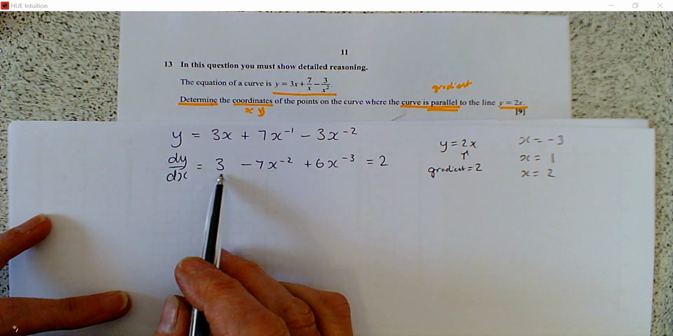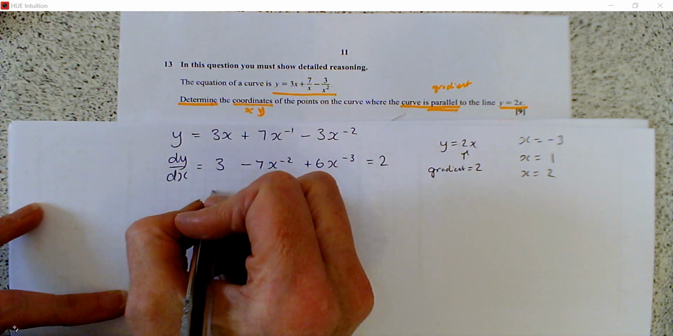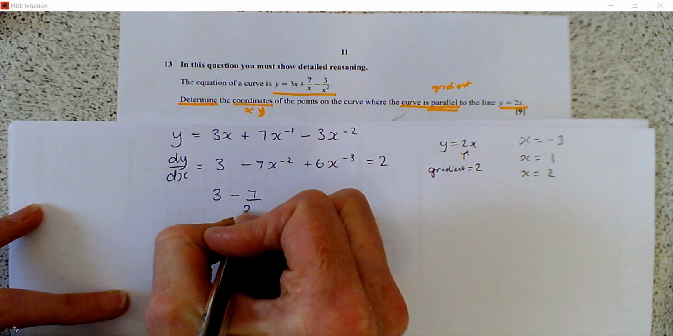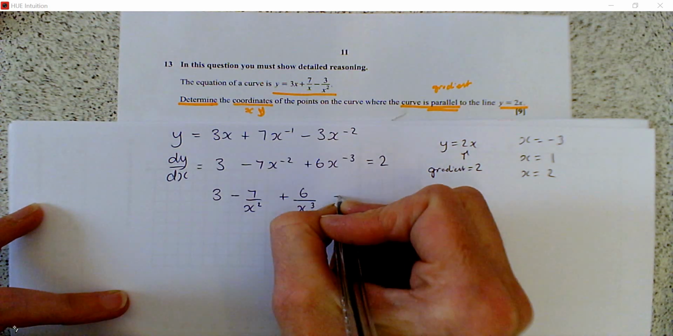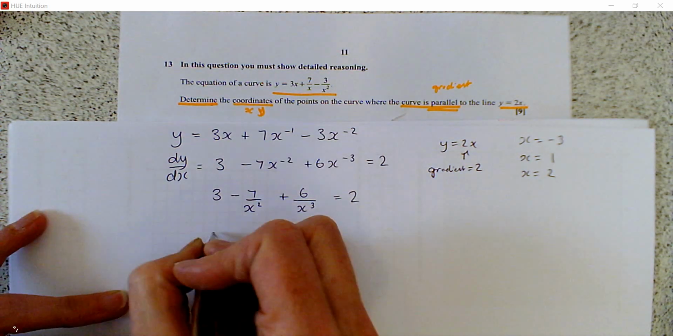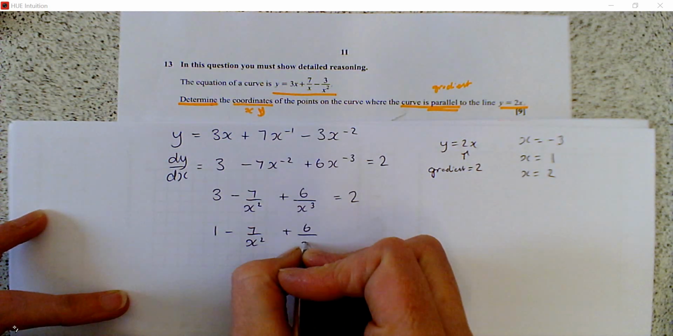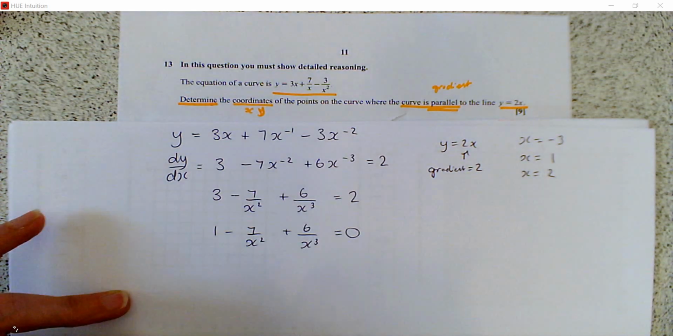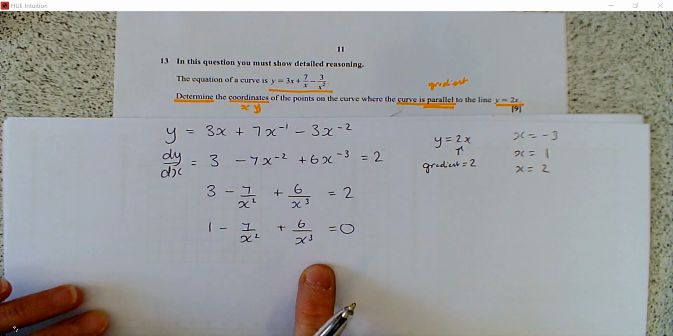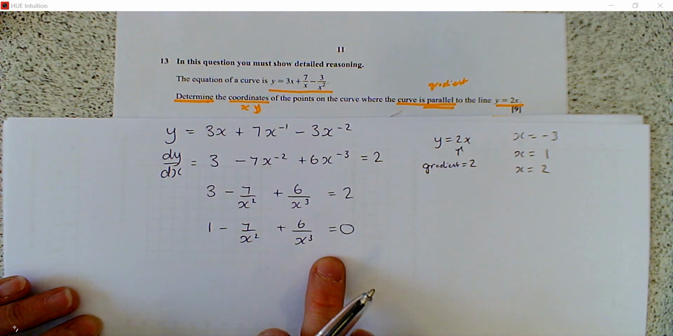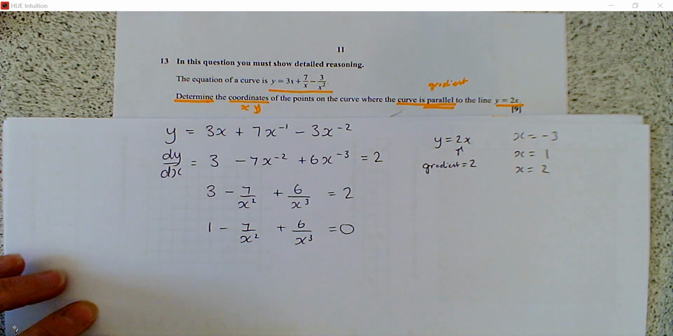Now if I want to solve equations, actually that format is easier. So we've got 3 minus 7 over x squared plus 6 over x cubed is equal to 2. Or 1 minus 7 over x squared plus 6 over x cubed is equal to 0. And now this is tricky, so to make it easier, I want to have no x values in the denominators, so I'm going to multiply through by x cubed.